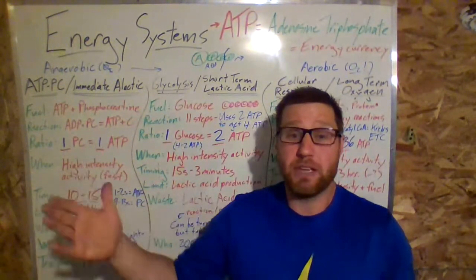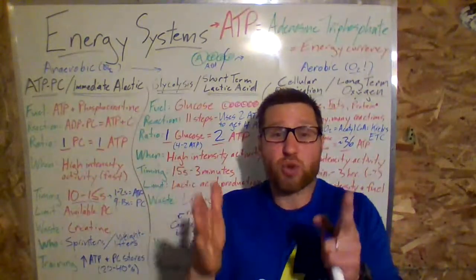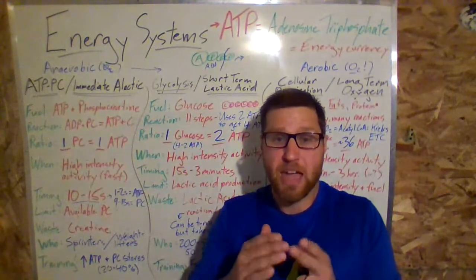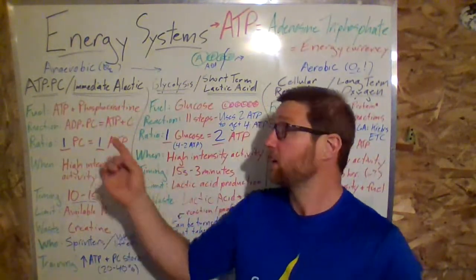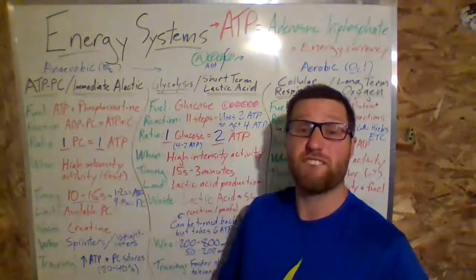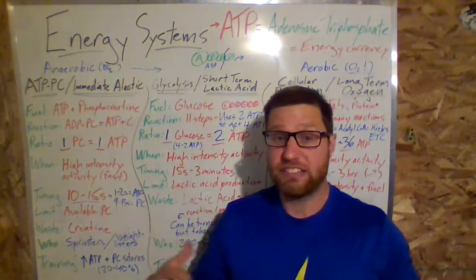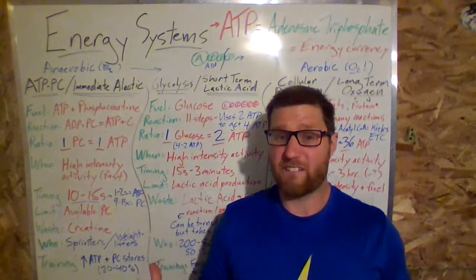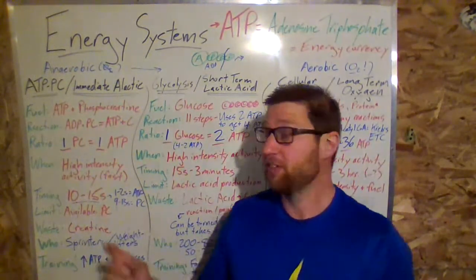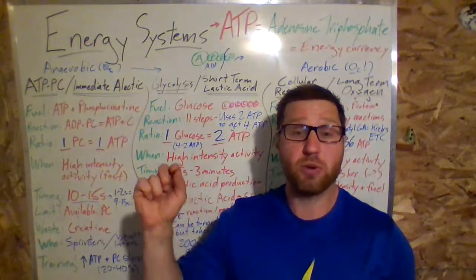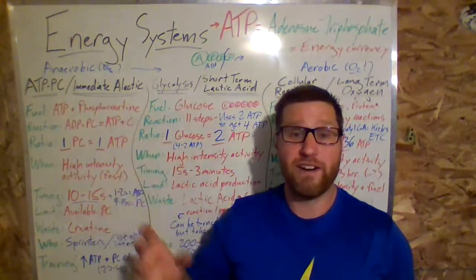So ATP, you have a short store of ATP that's just ready to go in your muscles already. And then you have this product called phosphocreatine. And phosphocreatine exists primarily in our fast twitch muscle fibers. And phosphocreatine is just like it sounds. It's got a creatine molecule and it's attached to one phosphate.